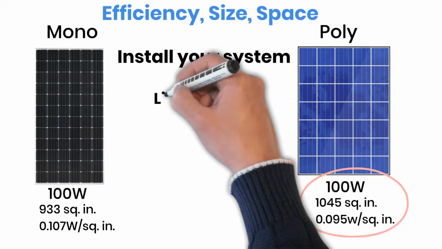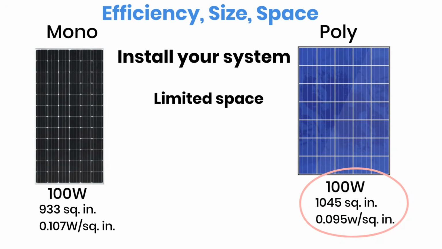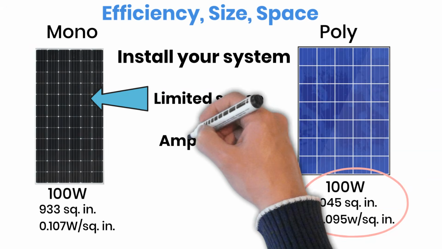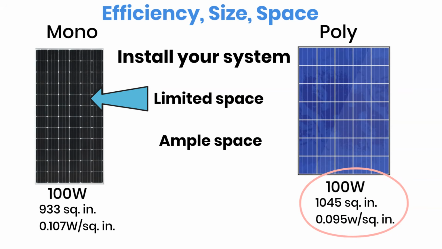If you are working with limited space, like on a van roof, a boat, or a small off-grid cabin, every square inch matters. In that situation, monocrystalline panels are usually the better option because you get more power in less area. However, if space is not a limitation, for example on a large house rooftop or ground-mounted system, then polycrystalline panels can still do the job perfectly fine.